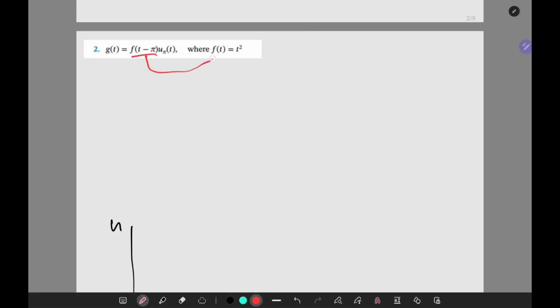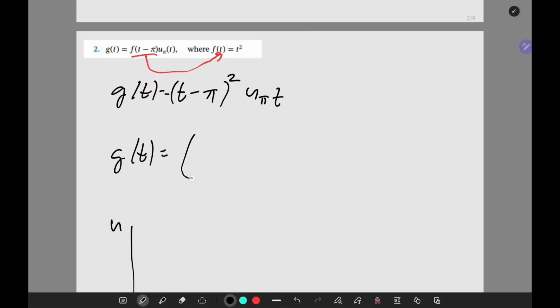Think of this as our t. In that case, then we plug that in for t over here. That's t squared. So then we're going to have g of t is equal to t minus pi squared times u sub pi of t. So now we can write it like this.